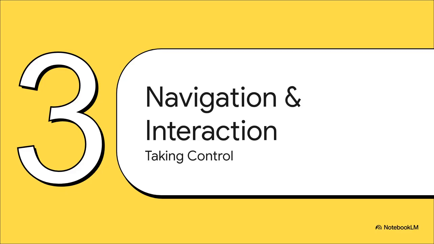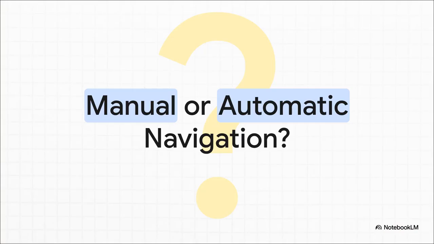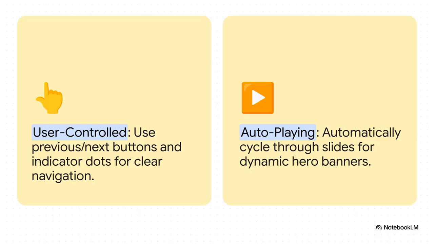Okay, our carousel is looking great, it's structurally sound, but how do people actually use it? Let's dive into the navigation controls. We can put the user in the driver's seat or even create a fully automated experience. So this is a key design choice you've got to make. Do you put the user in complete control, or do you want to create a dynamic, self-running display that does its own thing? You can give your user full control with the classic navigation buttons and those little indicator dots, so they always know exactly where they are. Or for something like a hero banner, you can just set it to autoplay. It'll create a dynamic showcase that cycles through features or promotions all by itself. The component handles both ways of doing things perfectly.